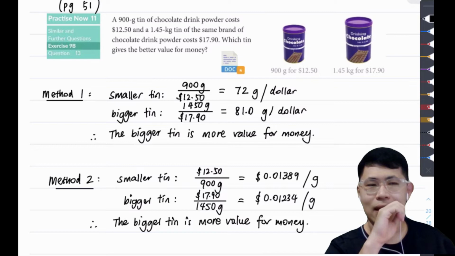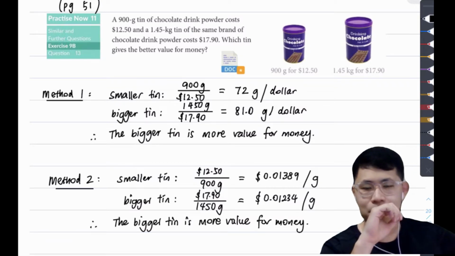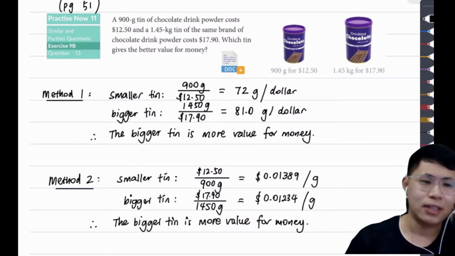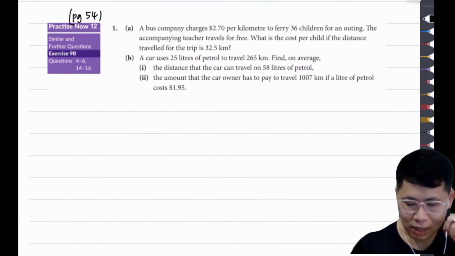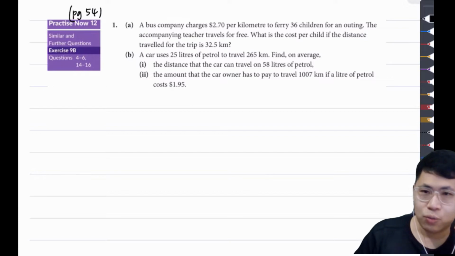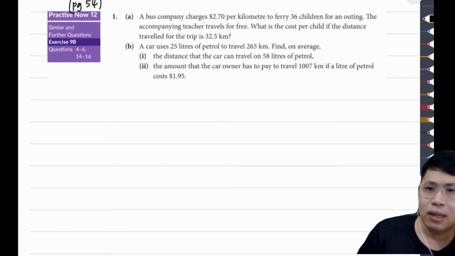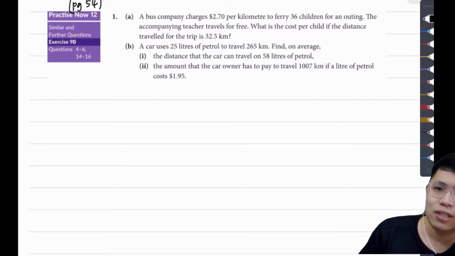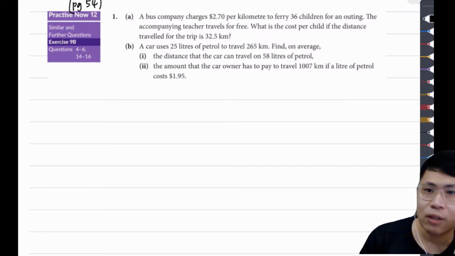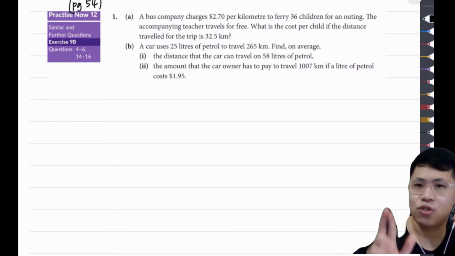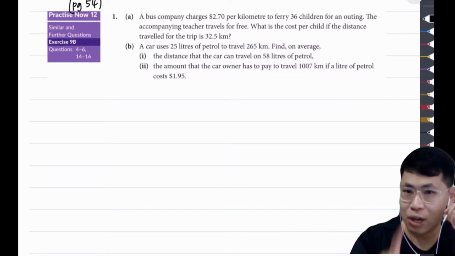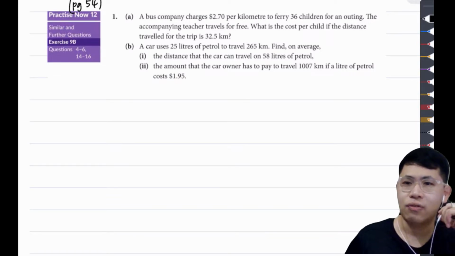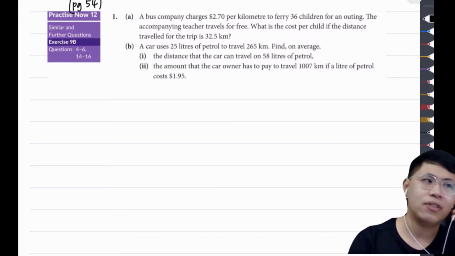Alright, so let's take a look at our last practice now for the day. So the last practice now for the day would be in practice now 12. And we are going to look at question 1, question 2. For question 1, a bus company charges $2.70 per kilometer to ferry 36 children for an outing. So the accompanying teacher travels for free. So what is the cost per child if the distance traveled for the trip is 32.5 kilometers?